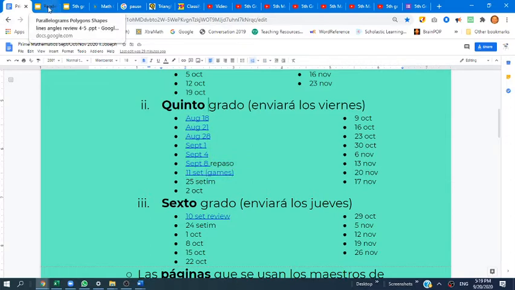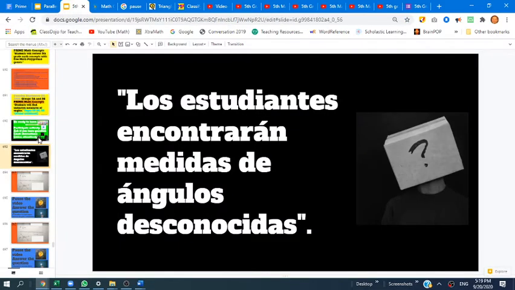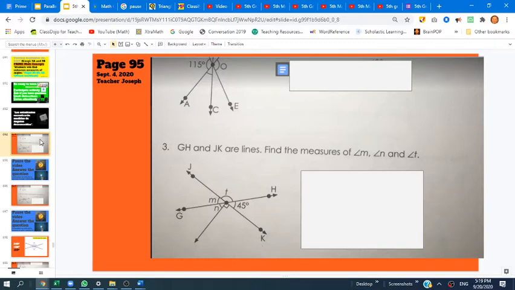So let's actually get started right away on page 95, because that's where we left off from last time. So everybody's on page 95. We're going to just review that last problem and then do the last page, 96, in chapter 4.